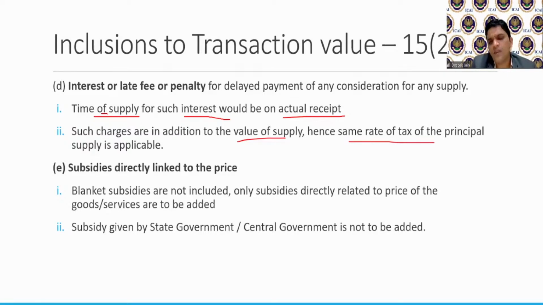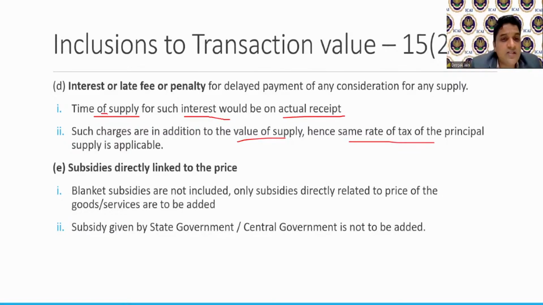Such charges are in addition to the value of supply, hence the same rate of tax as the principal supply will apply. I've sold goods at 5%. Based on the description of the goods, the GST is charged at 5%. Okay. Now the recipient has defaulted in payment, so I will charge him interest. On interest, the rate generally is 18%, but the interest I'm charging is because of default in payment for the value of the goods. So on this interest also, I will charge him GST at 5%. Or any late filing fee I'm collecting, that also is chargeable at 5% itself. Okay. So for any interest, penalty or late fees I'm collecting, the rate of the goods will apply on these also.